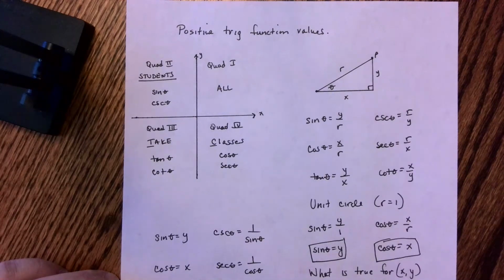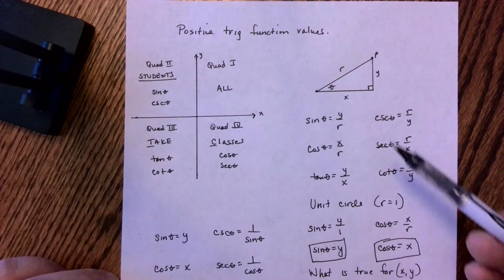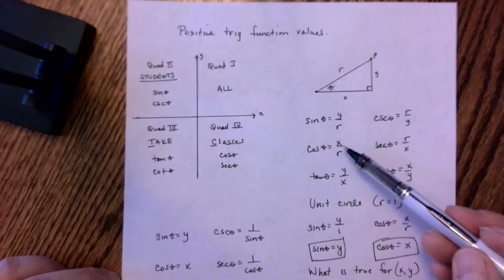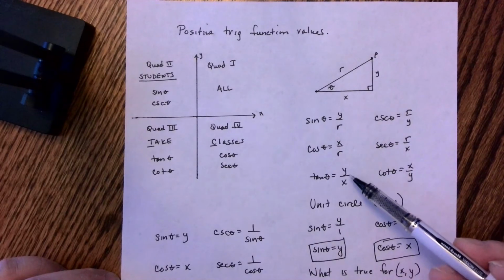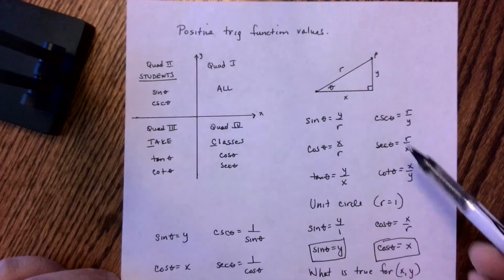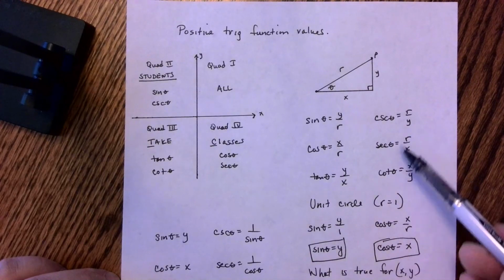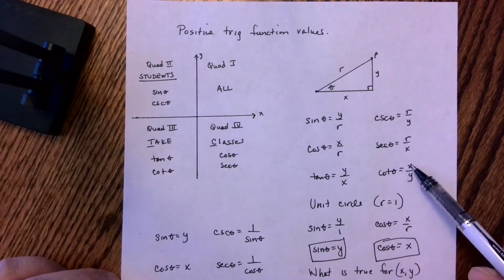Now why is that? Well, the best way to learn this is to understand the relationship of what is sine and cosine. Sine and cosine are the basic building blocks for all of your trig functions. We have learned that sine is y over r, cosine is x over r, tangent is y over x. Cosecant is r over y, secant is r over x, cotangent is x over y.